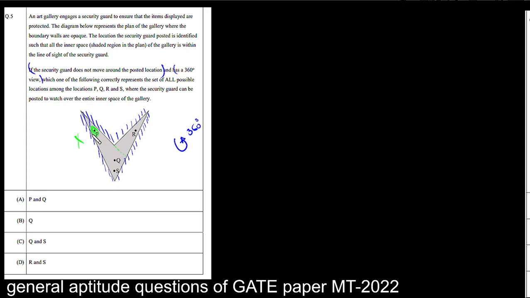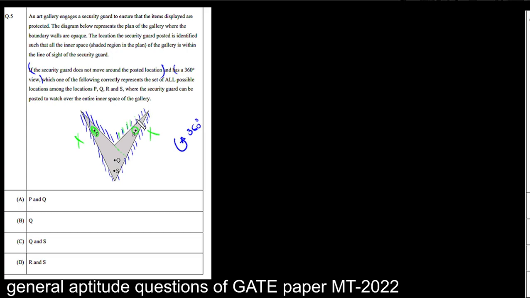In the same way, we can also cancel out this point R, because the same happens with R also. The security guard will be able to see this whole portion, but he will not be able to see what is happening at this point because these holes are opaque. So now we have cancelled out the two points, and we remain with these two, Q and S.